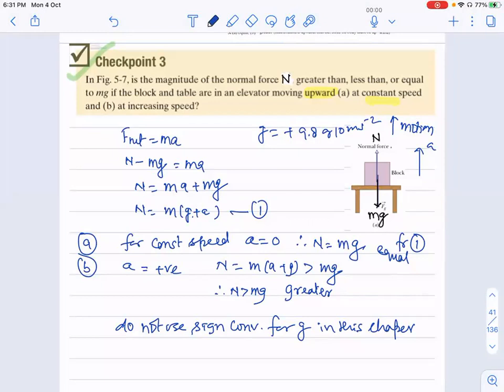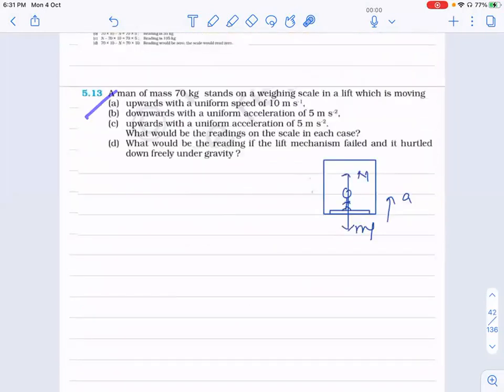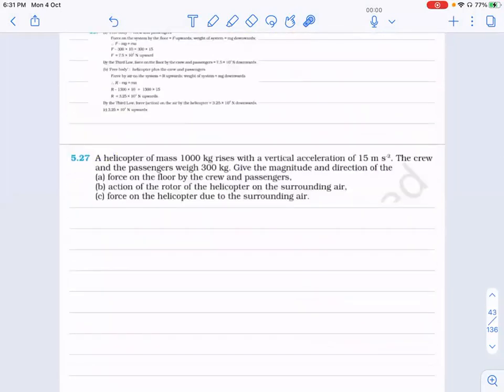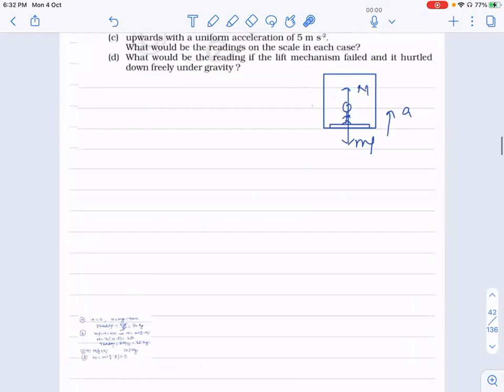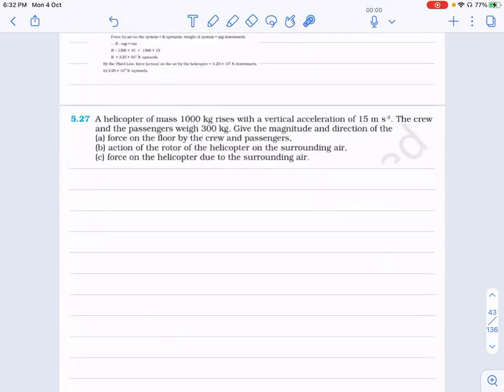Previous class, we have done this question. Based on this question, we have these two questions, this one and this one. Both will be done with the second law, F net is equal to ma. F net is the force in the direction of motion minus the opposite force. Use that and do question number 13 and question number 27.